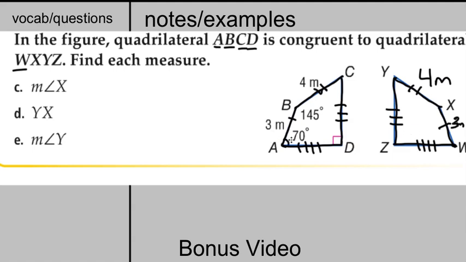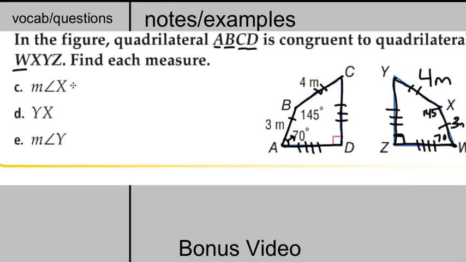I know that angle A is 70 degrees, and that angle A is the same as angle W because it's in between the 1 and the 4, so I know this is 70. I know that B is in between the A and the C, which is congruent to this X, or corresponding to the X, so it's 145, and that Z is congruent to D, and so it must be 90.